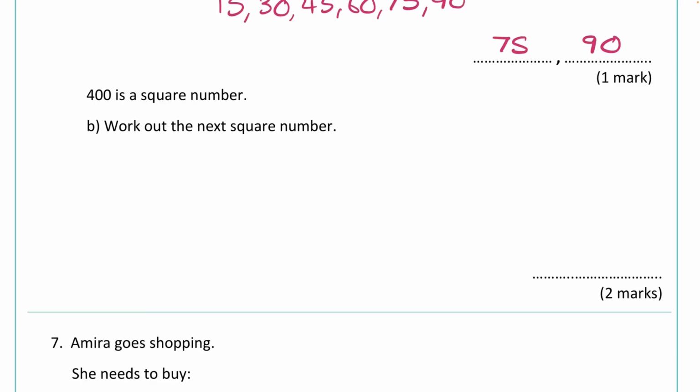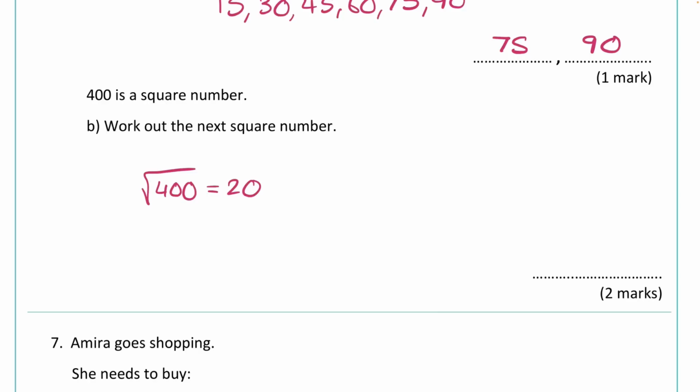It then says 400 is a square number. Work out the next square number. So we want to work out what square number 400 is. 400 is the square number, but what has been squared to get 400? So we can do the square root of 400. And we can do that on the calculator. The square root of 400 is 20.